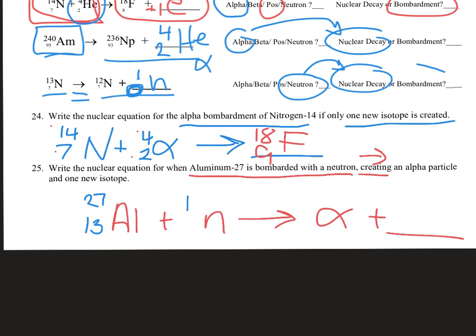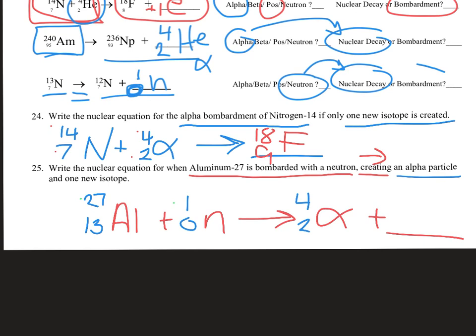Neutron always has the same notation, 1/0. It has a mass, but no protons. It creates an alpha particle, it says. So I know alpha particles are always 4/2. Remember, I don't have to write that alpha symbol. I could write He as well for helium. And now that I have that, I can fill in my blank spot. How so, Mr. J? Well, just use my math.